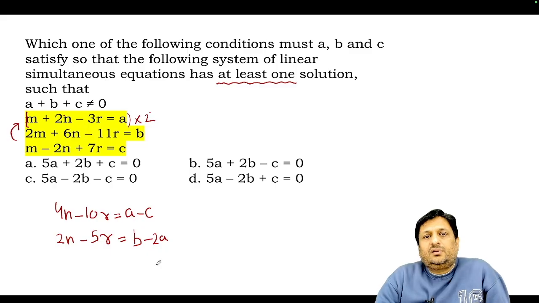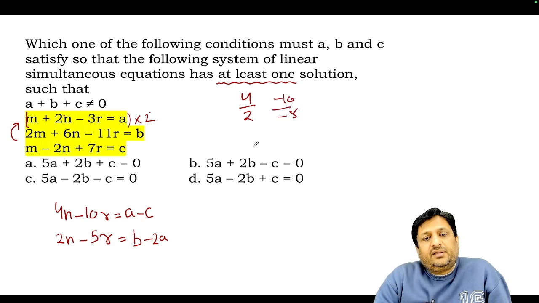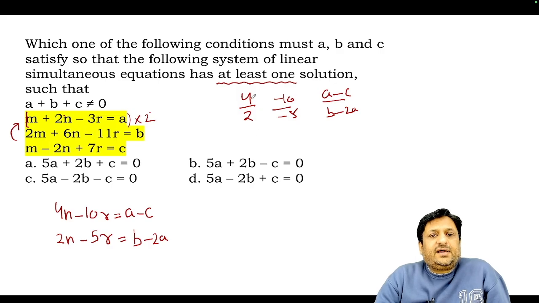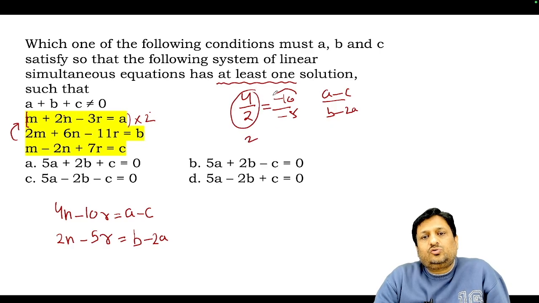Okay. So to get at least one solution of these two equations, let's check the ratio of the coefficients of n, the coefficients of r, and the ratio of the constant terms. The ratio of the coefficients of n is 4 by 2. The ratio of the coefficients of r is minus 10 by minus 5. And the ratio of the constant terms is a minus c divided by b minus 2a. Now we can easily see that a1 by a2 is equal to b1 by b2, because it is 2 and it is also 2.